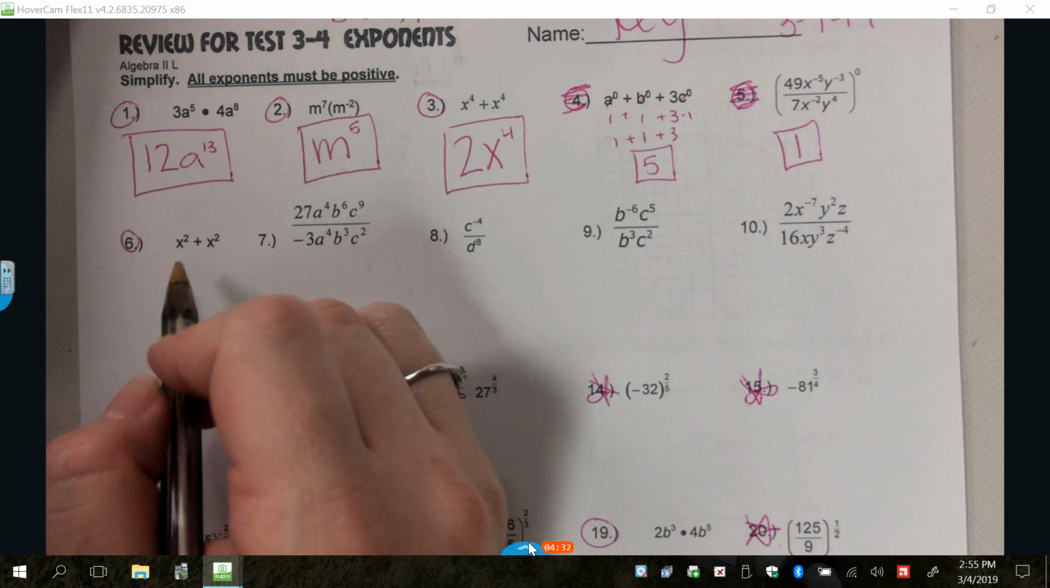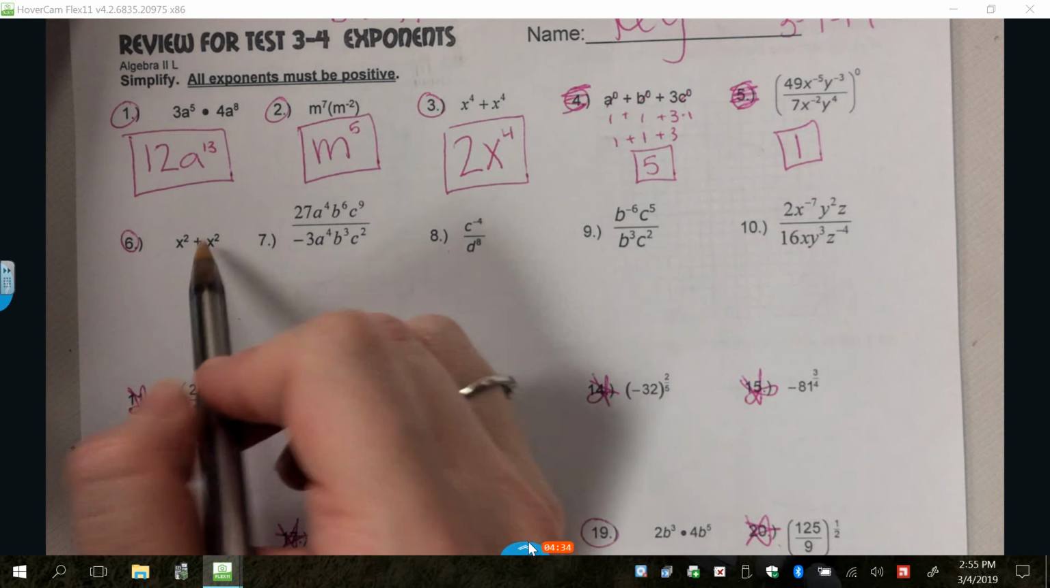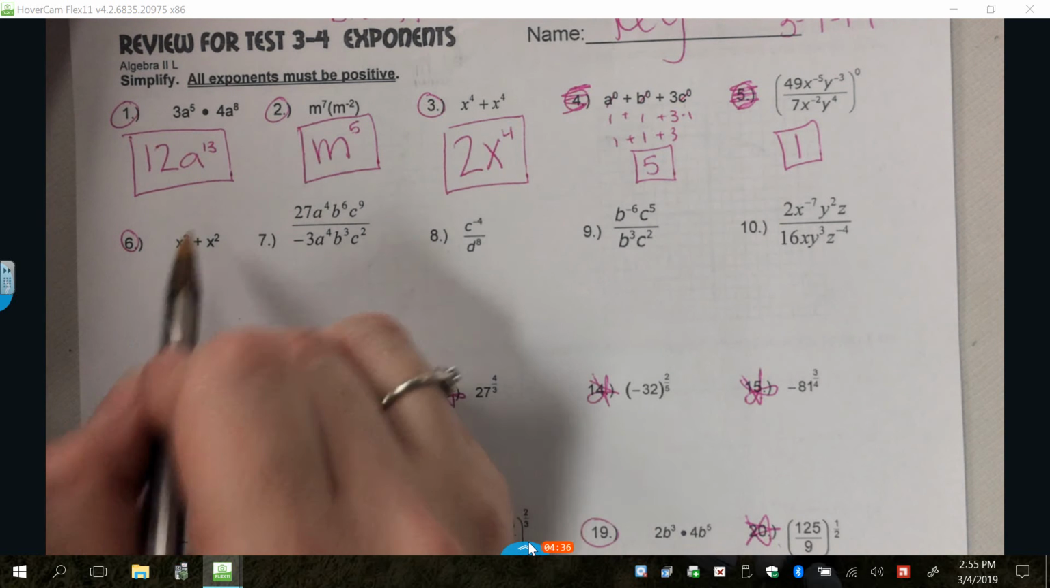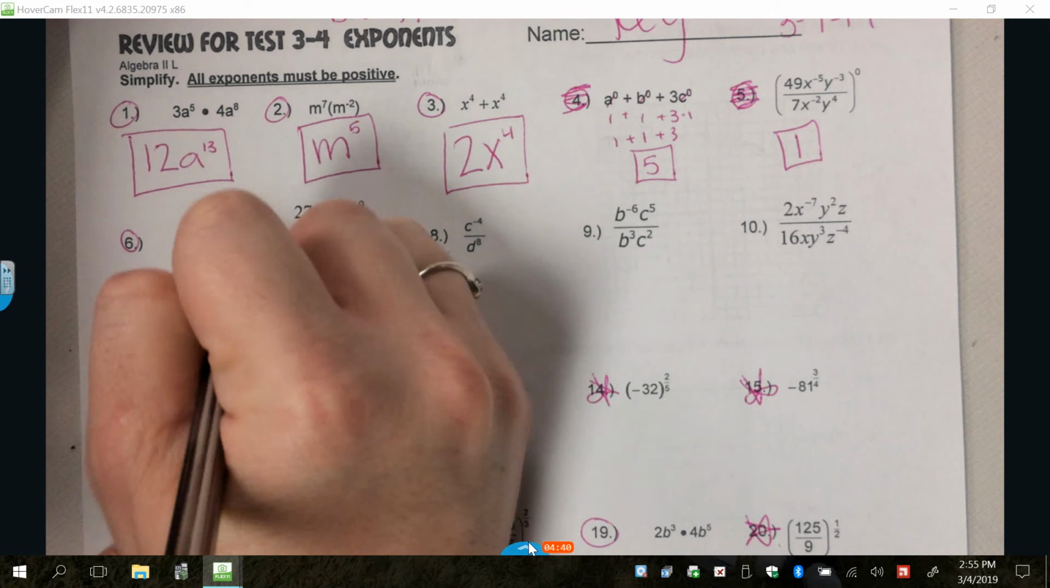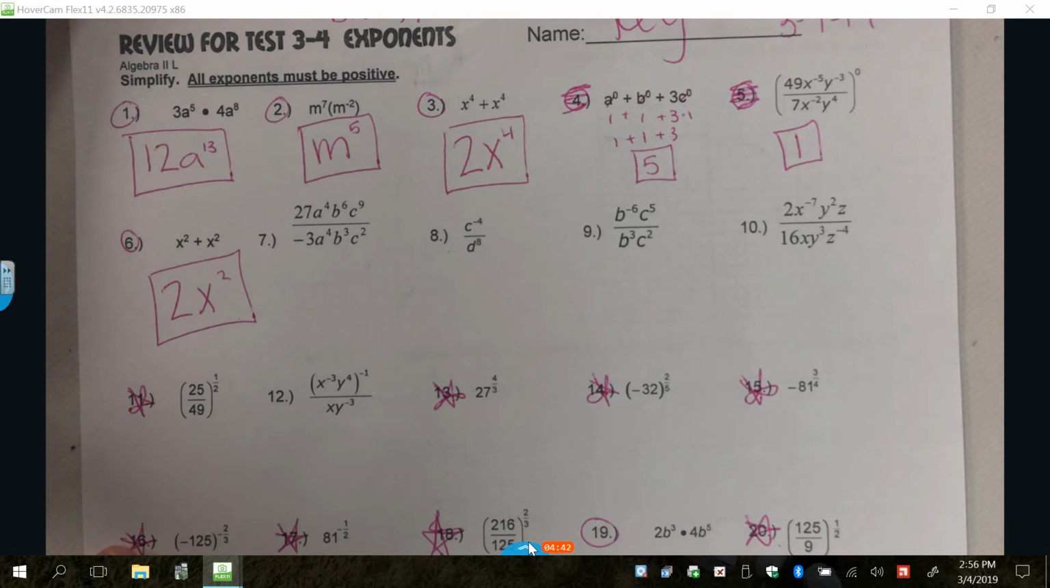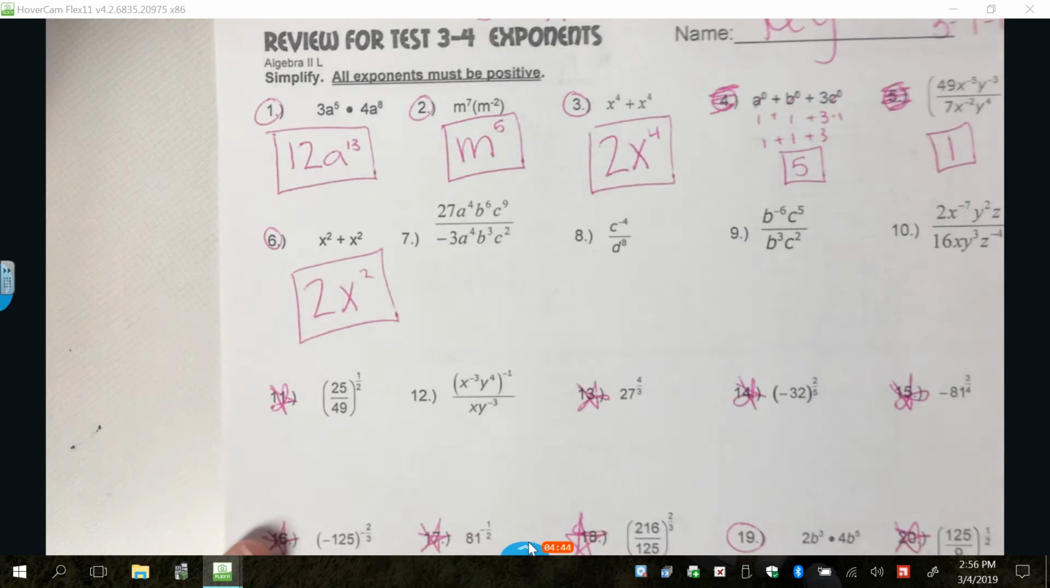Sorry about that. Okay, so x squared plus x squared is just like number 3. If I give you an x squared and I give you another x squared, you have 2x squared. So again, you could check this one in the calculator if you wanted. Now let's look at number 7.